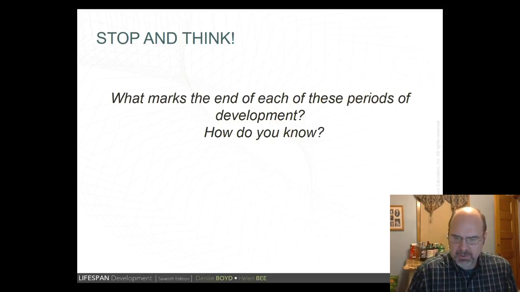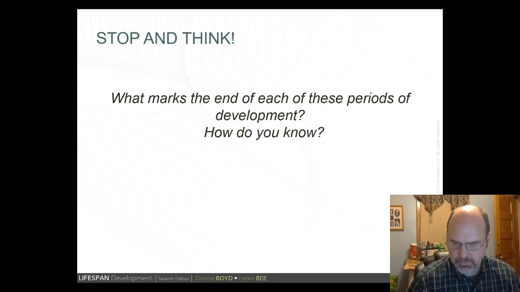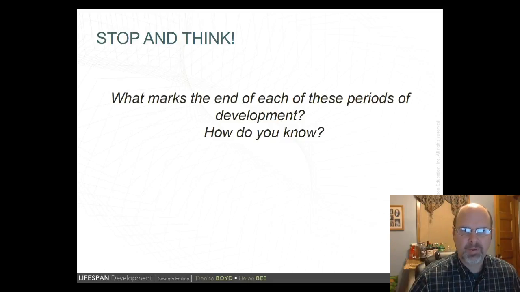For instance, prenatal ends with birth, infancy with using language to communicate, early childhood with entering formal school, and middle childhood is marked with the onset of puberty. Adolescence ends with turning legal age, early adulthood ends with turning 40, middle adulthood with turning 60 or retiring or menopause, and then late adulthood ends with death. Pretty morbid.